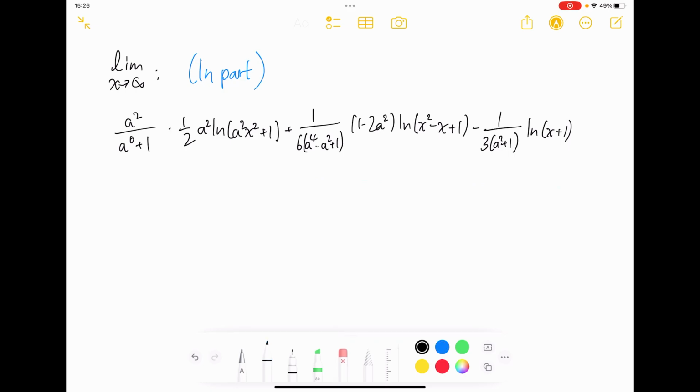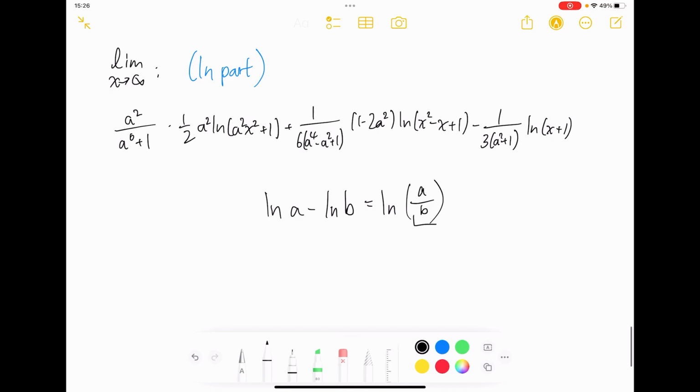And how are we going to do this? We are going to leverage this property right here. If we have ln A minus ln B, that's ln A over B. And if this thing converges, then this thing converges, right? So we'll make use of that.